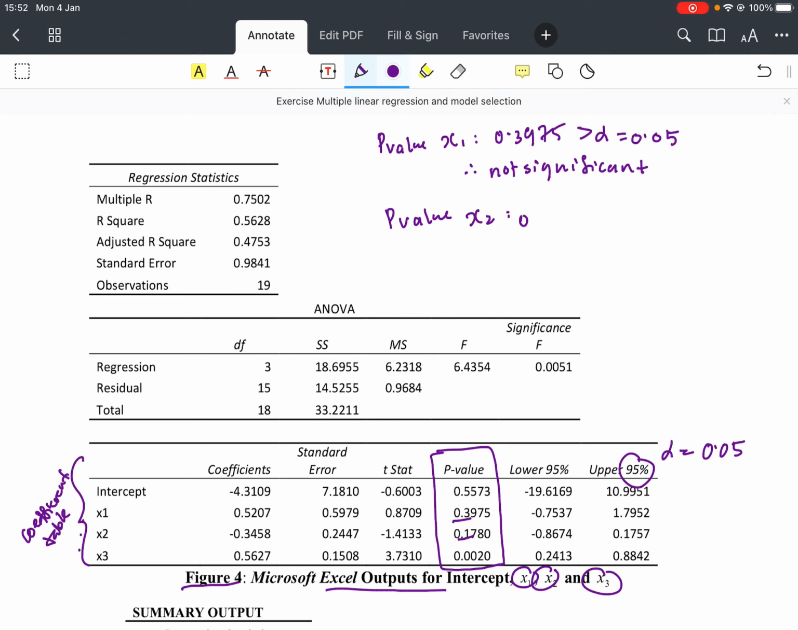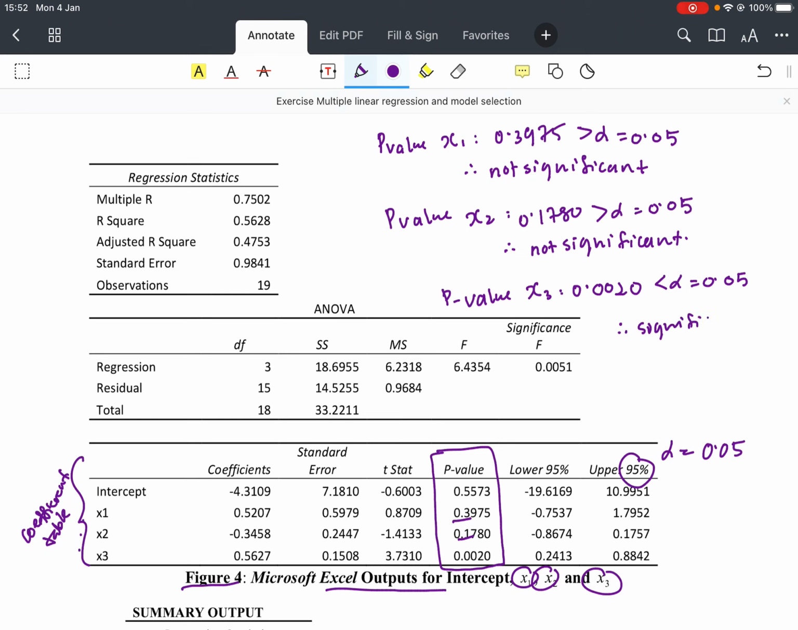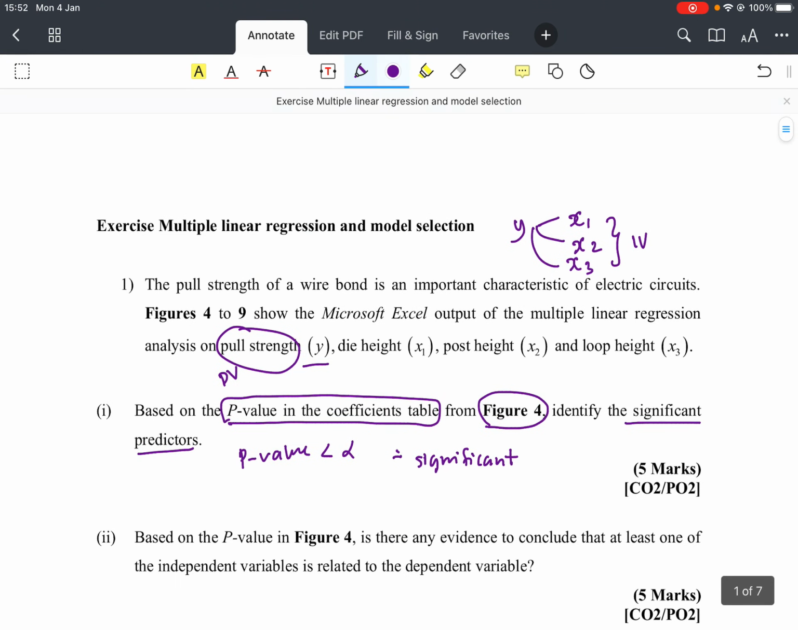The p-value of x2 is 0.1780. 0.1780 is also greater than alpha, 0.05. So x2 is not significant. Right, so the p-value of x3 is 0.0020, which is less than alpha, 0.05. So x3 is significant. So the only significant predictor is x3. Okay, so let's look at the next question.